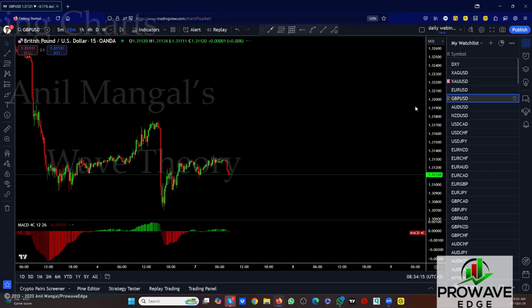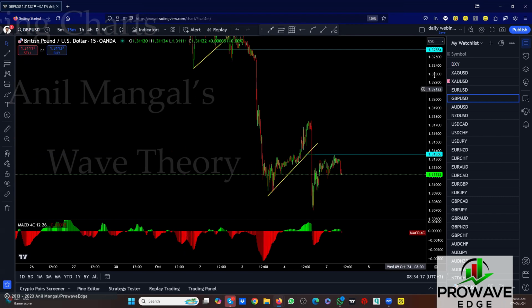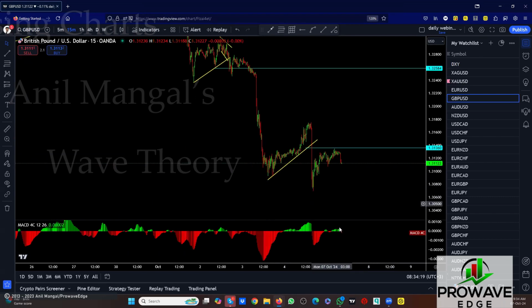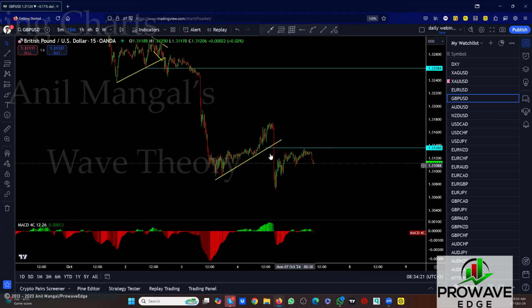Pound. Yeah, pound drop, pull back. It actually didn't go very far. A lot of divergence. You're getting a buy setup here.